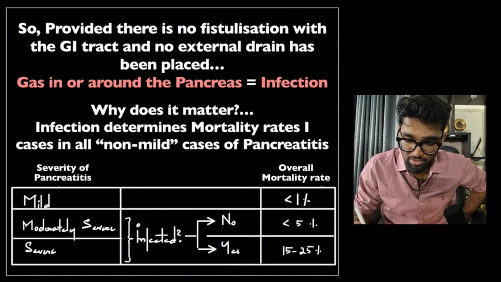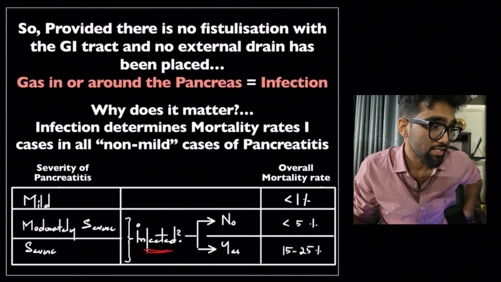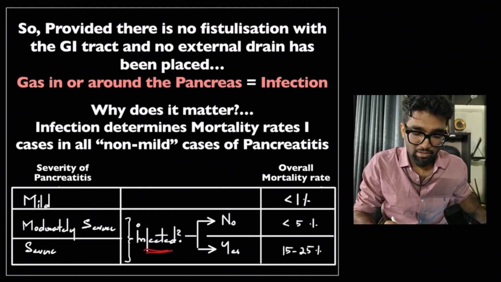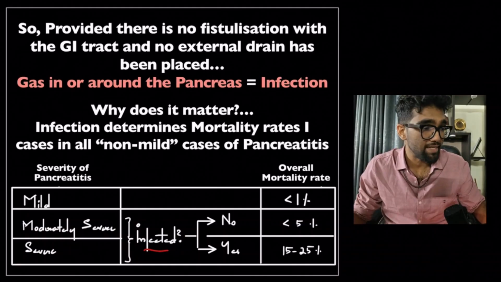So it is the presence or absence of an infection that determines the overall mortality rates in cases of non-mild, that is moderately severe to severe pancreatitis, and therefore the presence of air on imaging is a highly specific finding that needs special consideration.